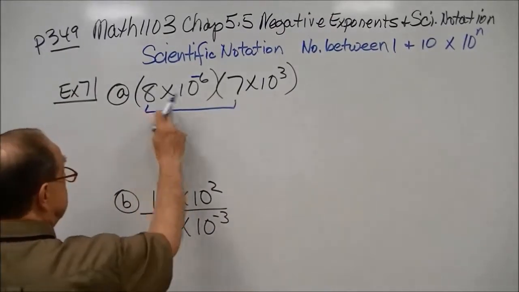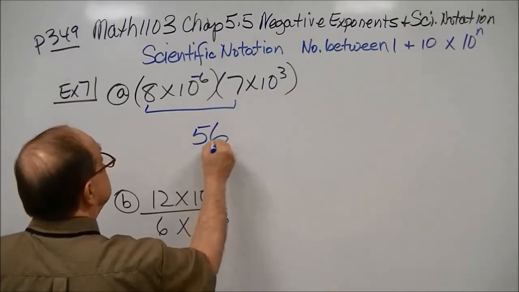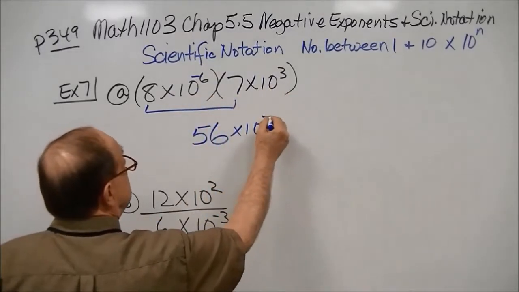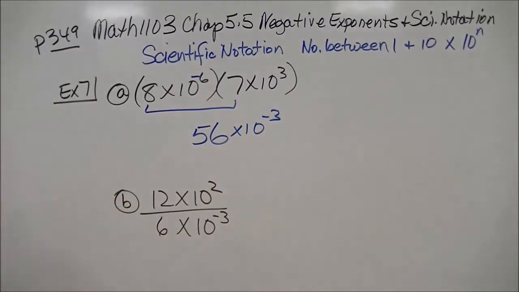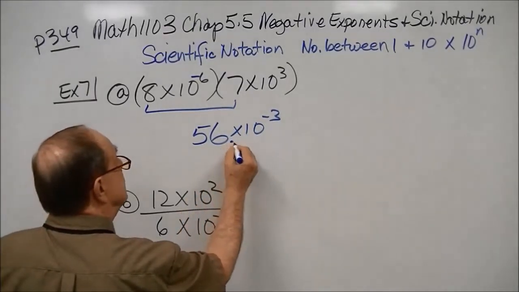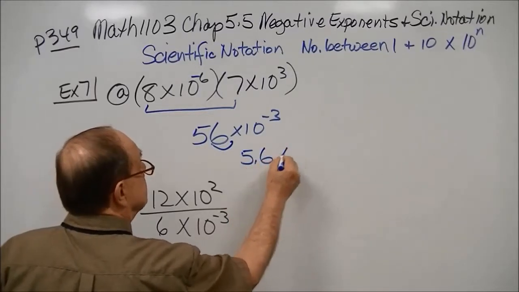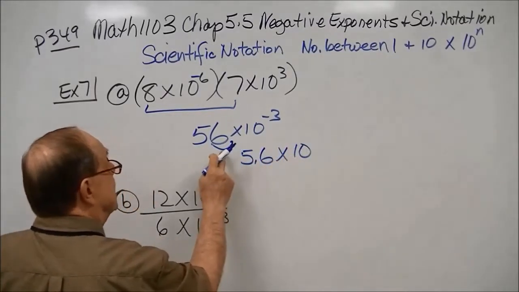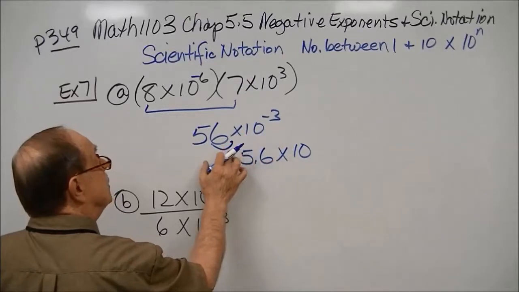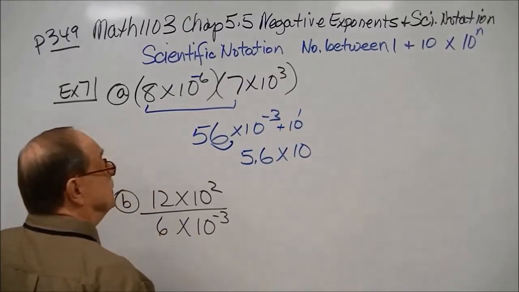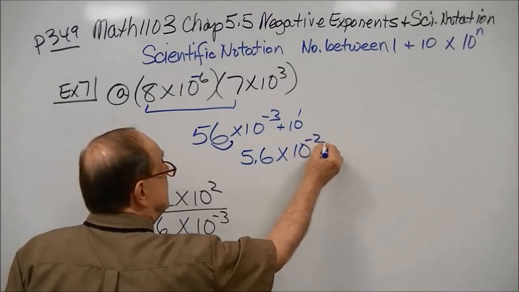So much of it stays the same. So this is 56, but now this is times 10 to the negative 3 power. Okay. Again, that's still not in scientific notation. So the decimal is there, we move it over 1. This now becomes 5.6 times 10. Now, since we moved it over 1, again, we're adding to the exponent, so this becomes 10 to the negative 2.